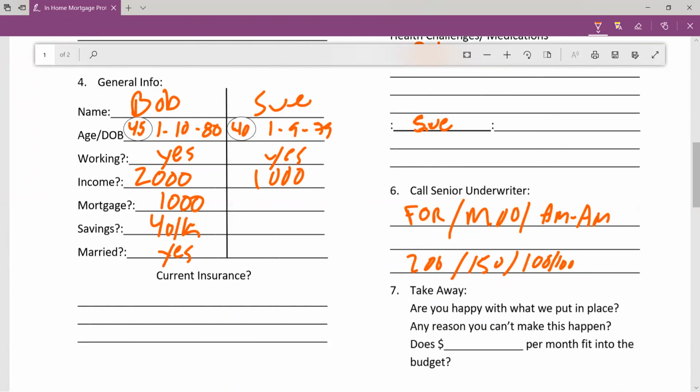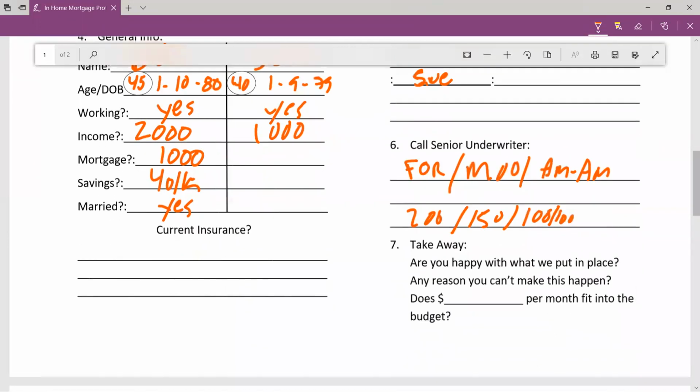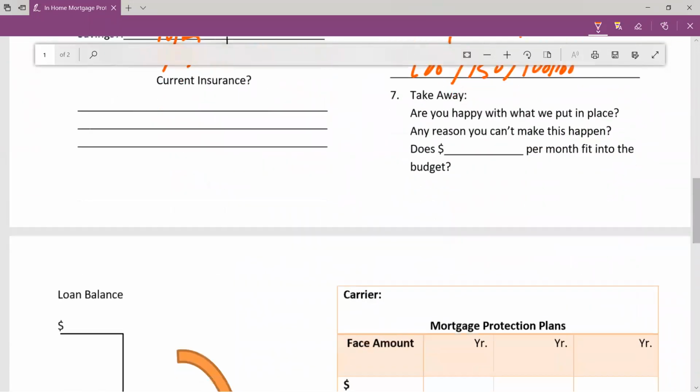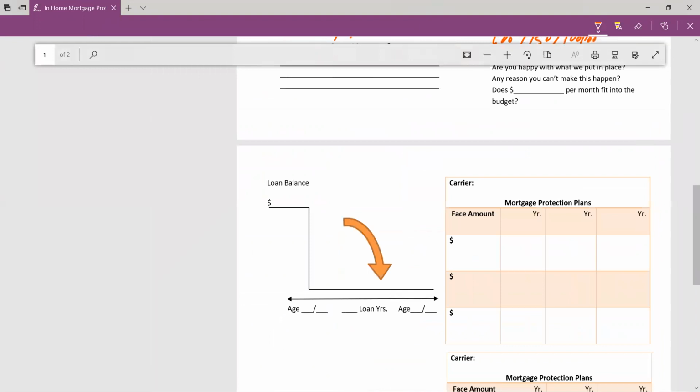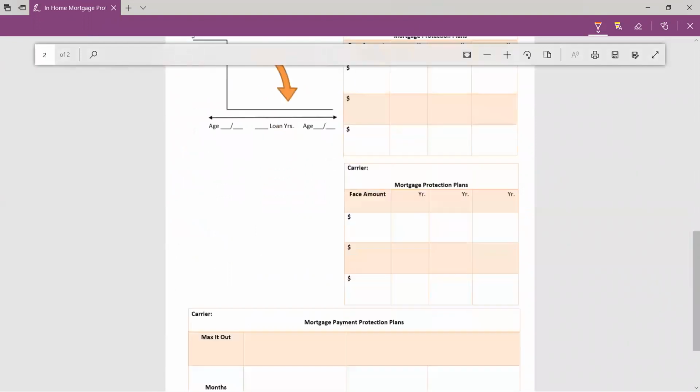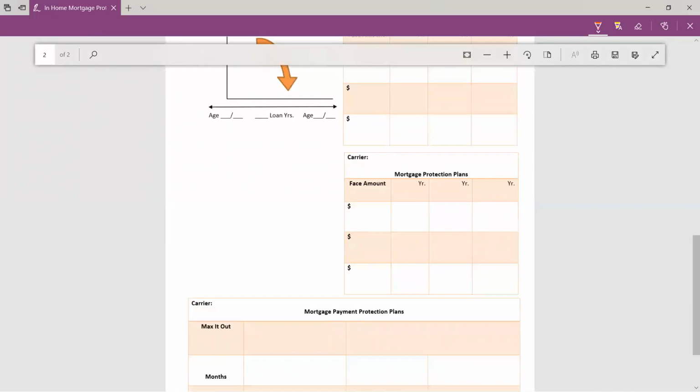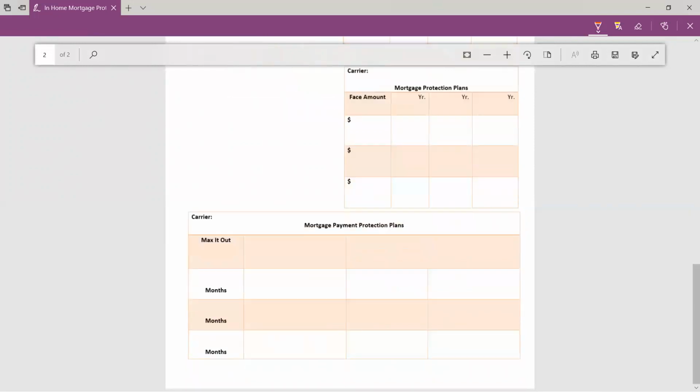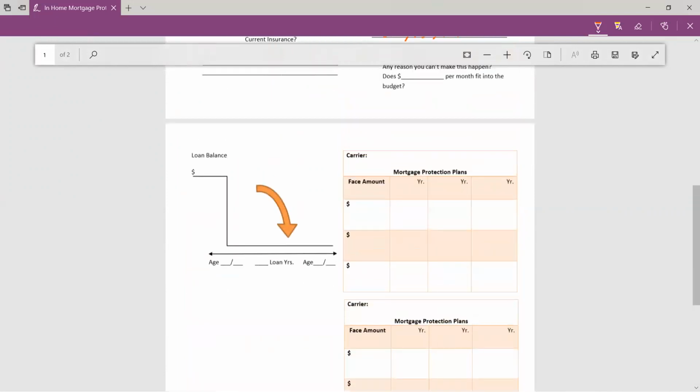And then this step seven, we save that one for later. That's going to be your post-close or your takeaway, which we can ignore for now. And we're going to go into the back of this thing. For those that haven't seen it, it's a nice little grid on the right-hand side with different boxes to quote years, coverage amounts, carrier names, and it even has the mortgage payment protection breakdown on the very bottom of it as well. And then in the top left-hand corner there's a nice little grid to show the rate that a loan would go down.